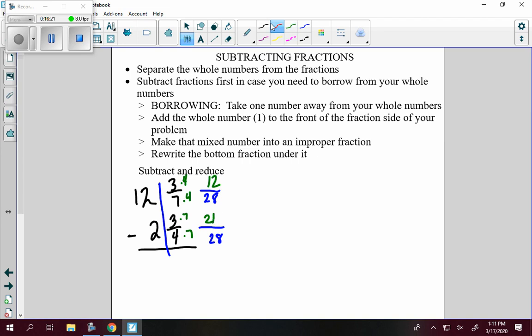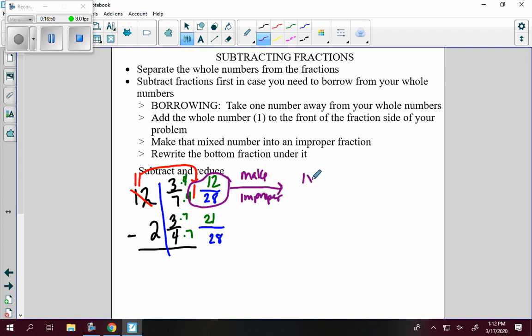Now I can't subtract these two because 12 is smaller than 21. So I can't take 21 things from 12 because I don't have enough. But I do have a bigger whole number here. So I'm going to change that to 11, and the one that I borrow is going to come in front of this fraction. And then I'm going to make this mixed number an improper fraction.